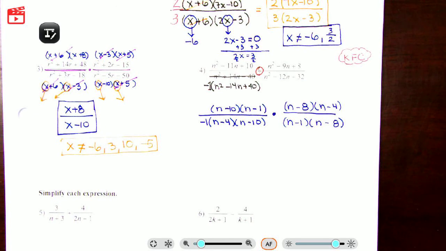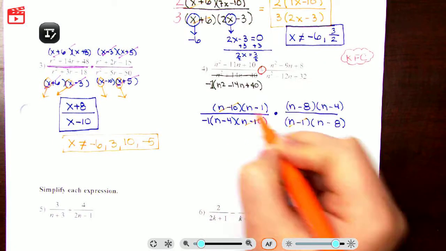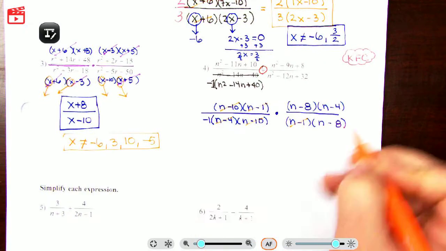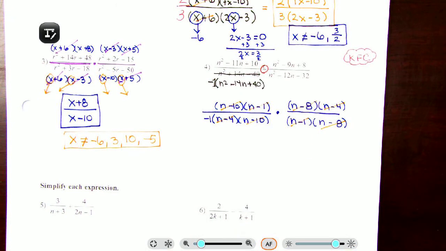Then what? Well, then we just multiply. It's the same thing, right? So let's see, things are going to start to cancel out, hopefully. n minus 10, n minus 10, n minus 1, n minus 1, n minus 4, n minus 4, n minus 8, n minus 8. Okay. All right. Are we ready? There's nothing left, so the answer is 0.